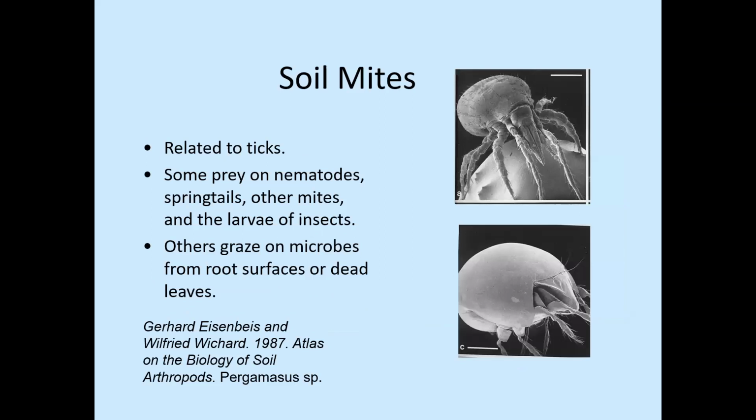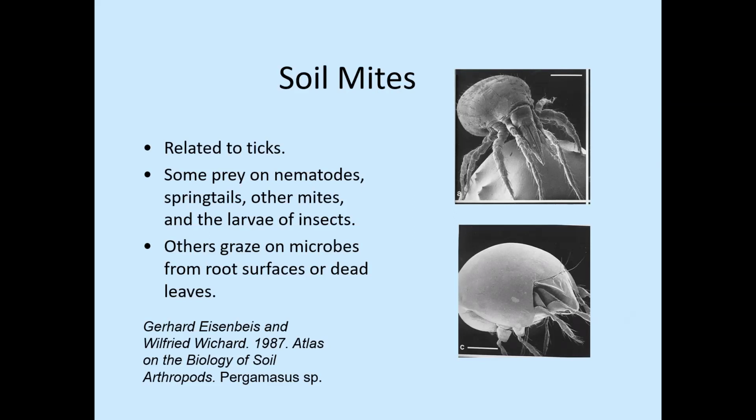Soil mites are related to ticks, and there are some species in the soil that are kind of parasitic on birds and things like that. But most of them are going to be preying on other soil animals or decomposing things. Some of them will prey on nematodes, collembola, springtails, or other mites and insect larvae. They might be preying on symphylans, and other ones are grazers.